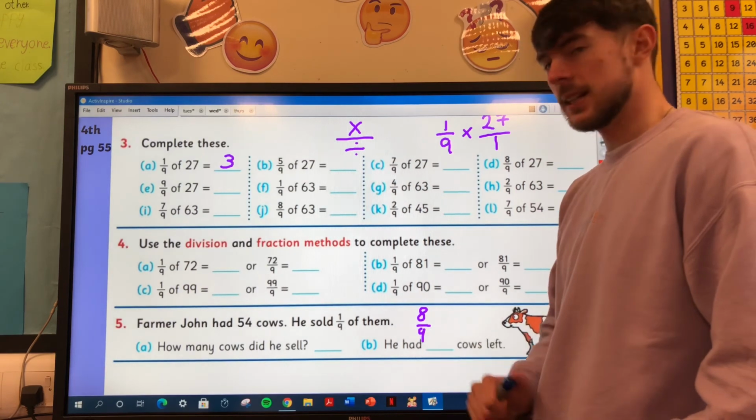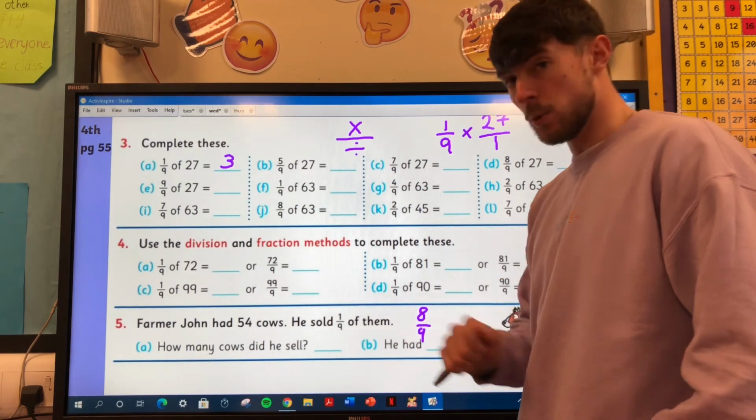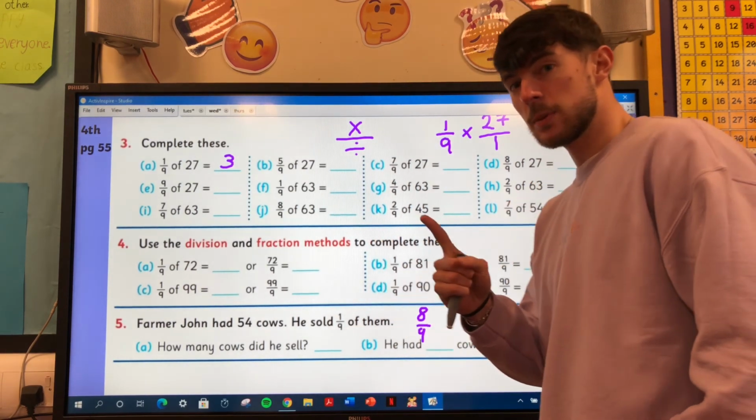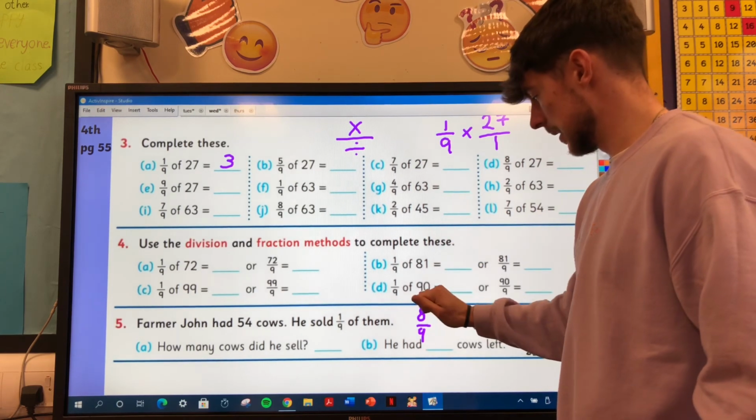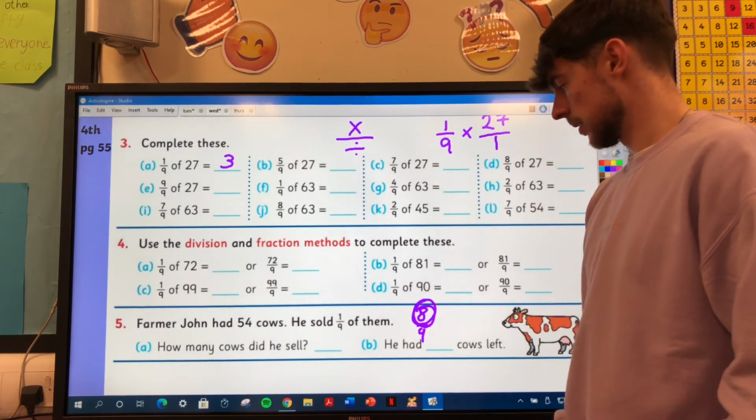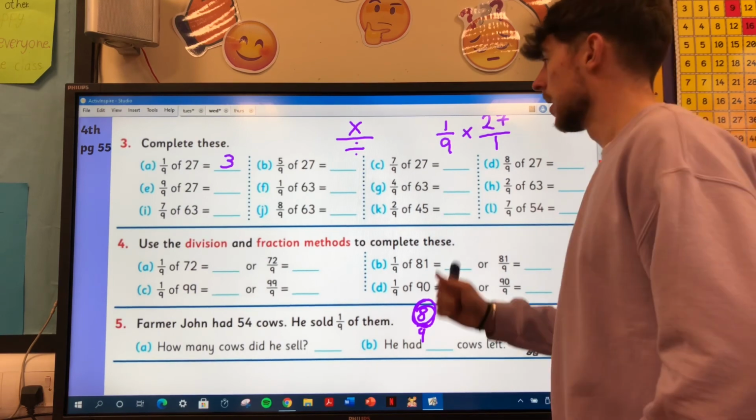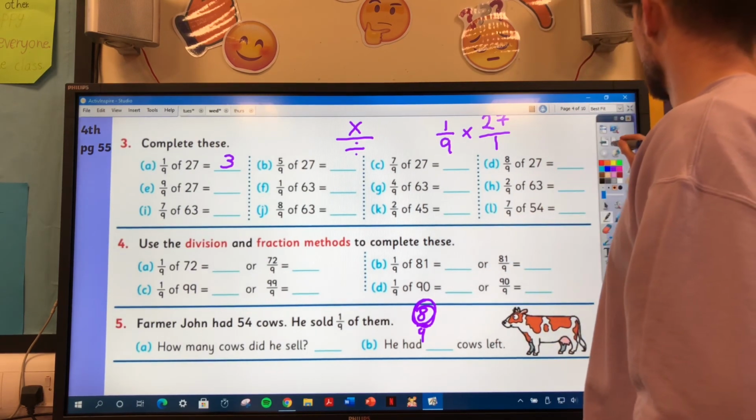So how are you going to calculate that? You're going to find 1/9, and what are you going to multiply that by? Alright, okay, do you understand? Okay, so that should be fairly straightforward for you.